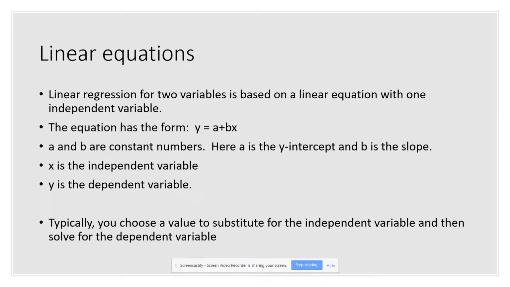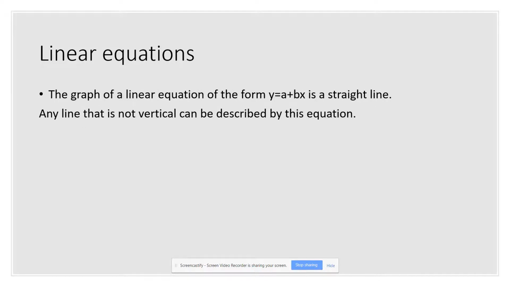X is the independent variable. Remember, that's the one you cannot control, and y is the dependent variable. So typically, you choose a value to substitute for the independent variable, and then you solve for the dependent variable, because you're taking the independent variable and trying to predict that dependent variable.